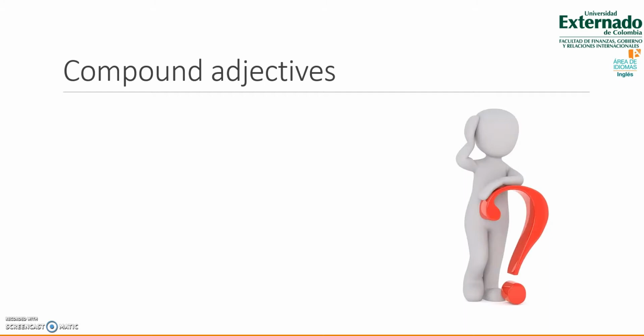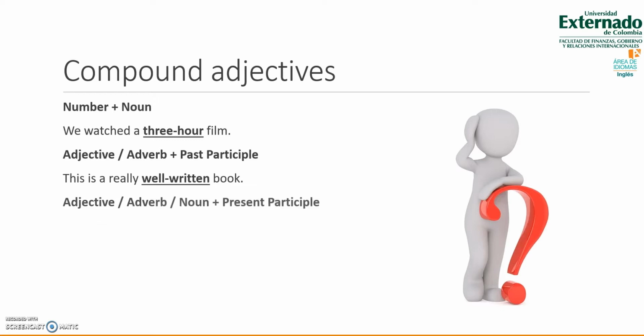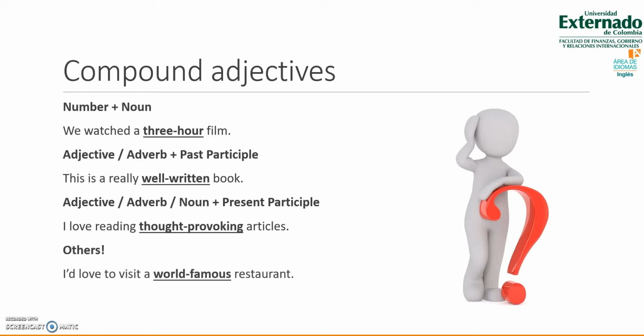So how do we make these? Well, really, it's very simple. We can make them with a combination of different words, for example, a number and a noun, an adjective or an adverb with the past participle, an adjective, an adverb or a noun with the present participle, and of course in English we love our exceptions, we love some words to be different, so there are also some other words that we can create to make these compound adjectives. So for example, world famous here is using a noun and an adjective.